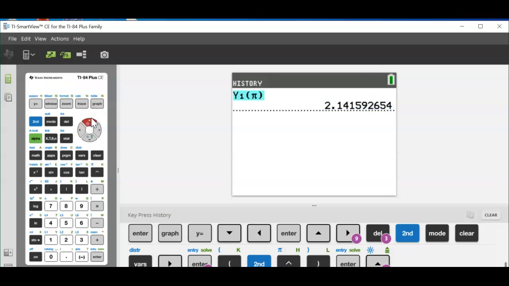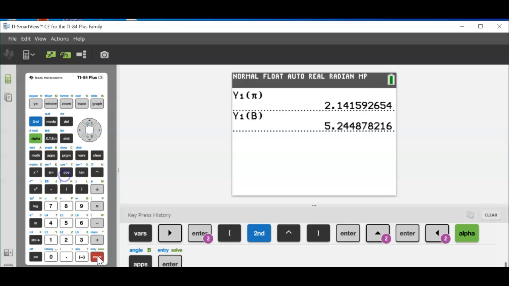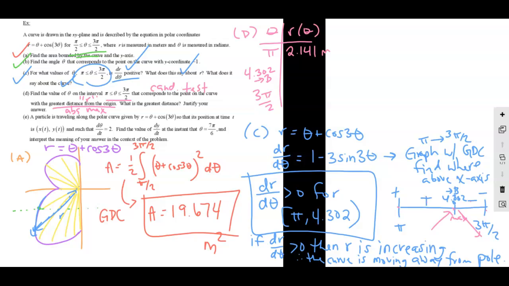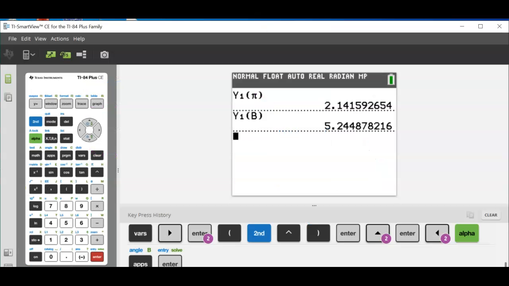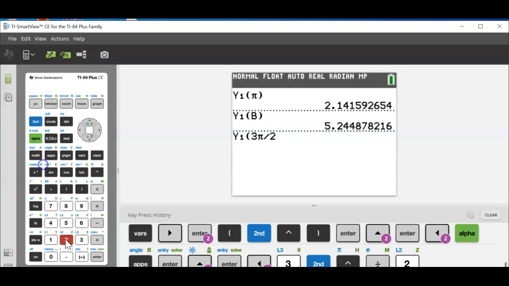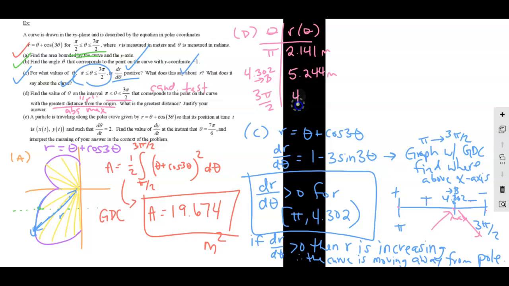So let's go take this same thing, but now let's plug in alpha b, which is 5.244. And then we need to do the 3 pi over 2. So let's go back to the calculator. Let's go snag that again, and then let's do 3 pi over 2. 4.712. Here we go. All right, we're ready.